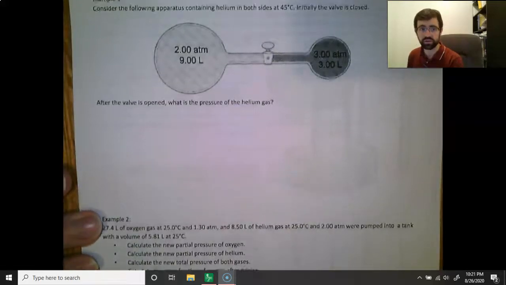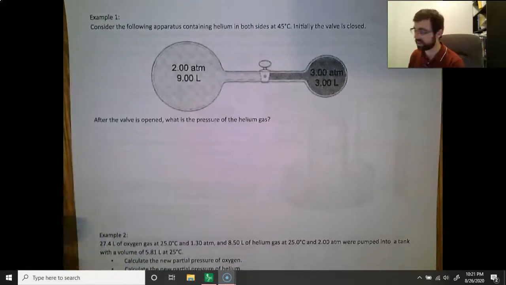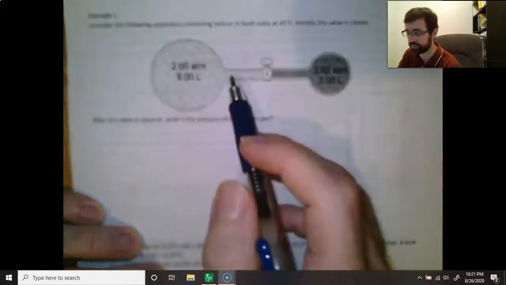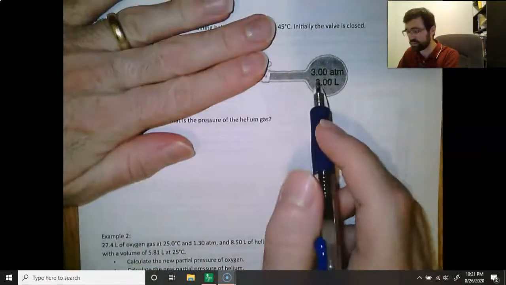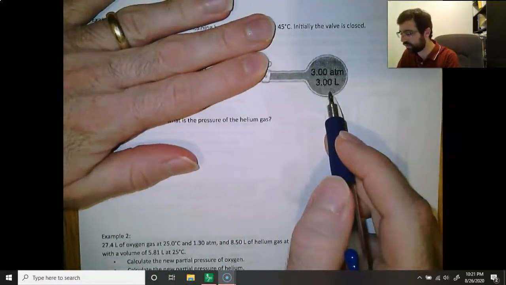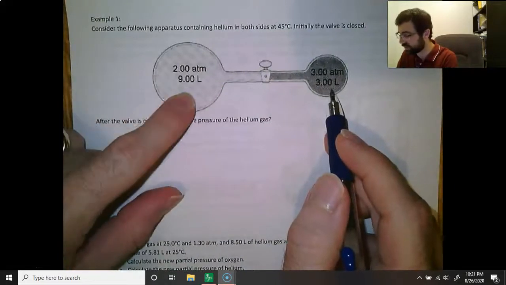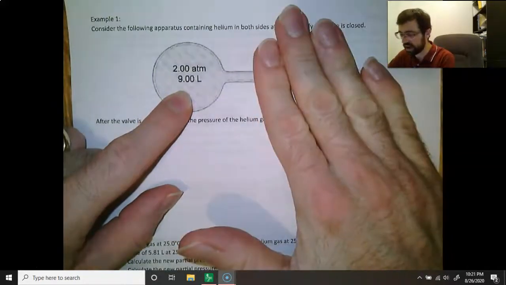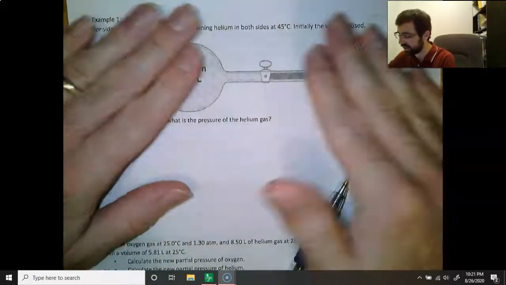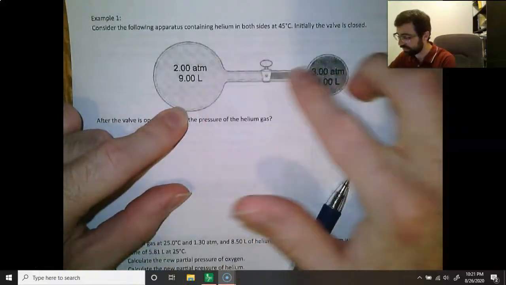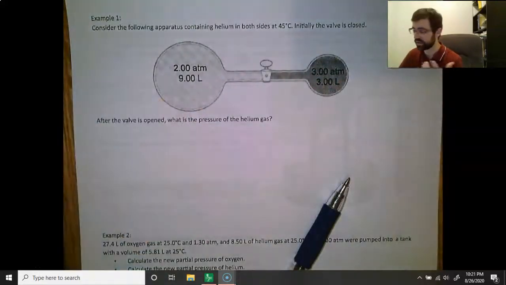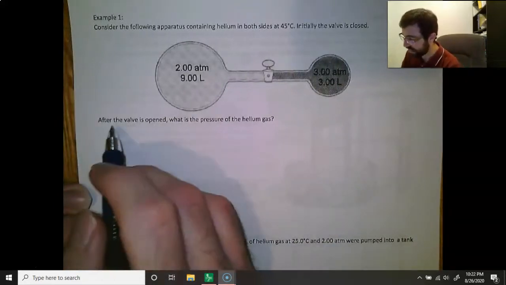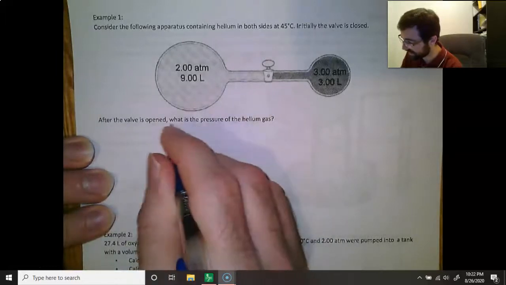So we're going to use Dalton's law, but it gets a little tricky because if I open that up, I'm changing the volume of the entire container. This is in a 3-liter container, but when I open the valve, it's going to go into a 9 plus 3, a 12-liter container. This is in a 9-liter container. When I open up the valve, it flows out into a 12-liter container. So they're going to combine in a 12-liter container. After the valve is open, what is the pressure of the helium gas?